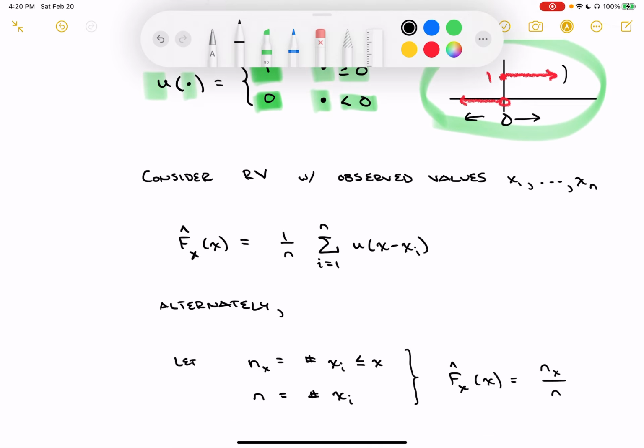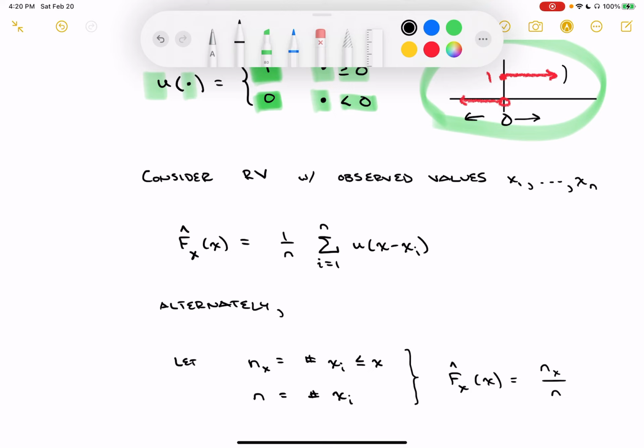Okay, so what can we do with this? If we have a random variable and we observe some values, so I'm going to have some discrete random variable x, and I'm going to observe n occurrences of that random variable. So I'm going to get an observation x1, x2, x3, all the way out to xn.